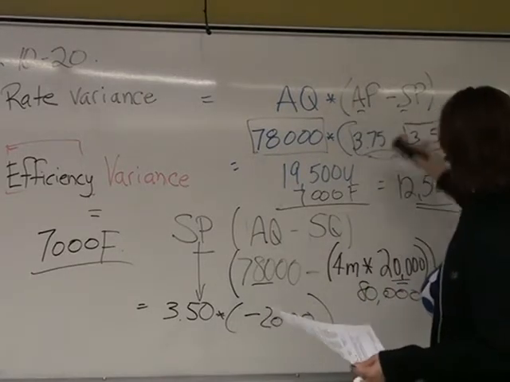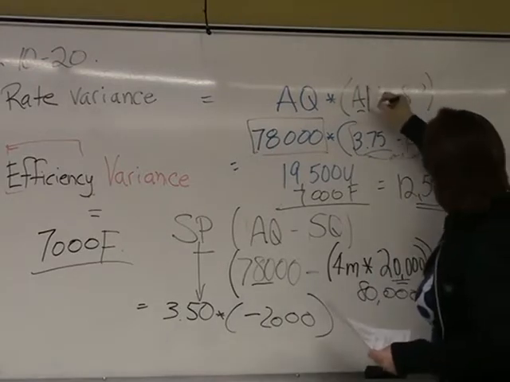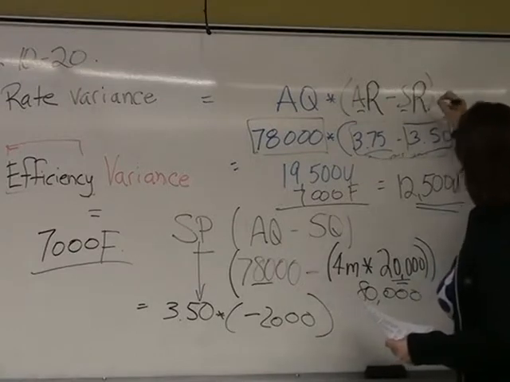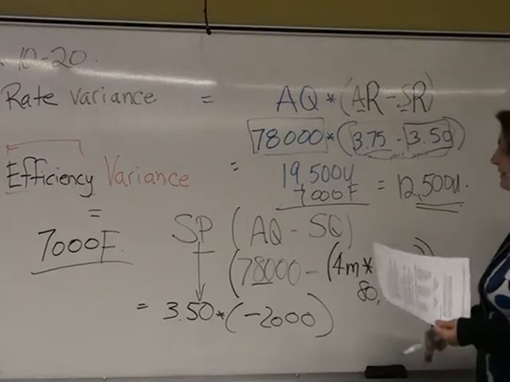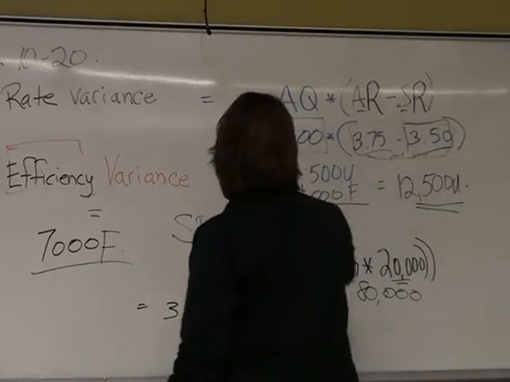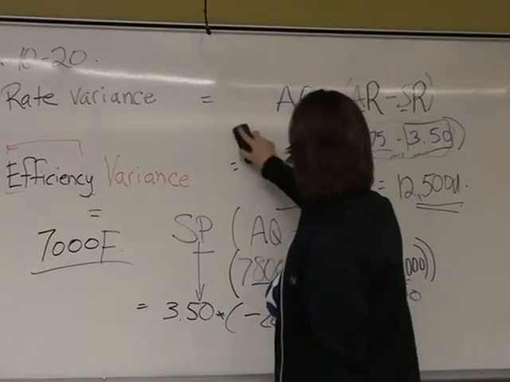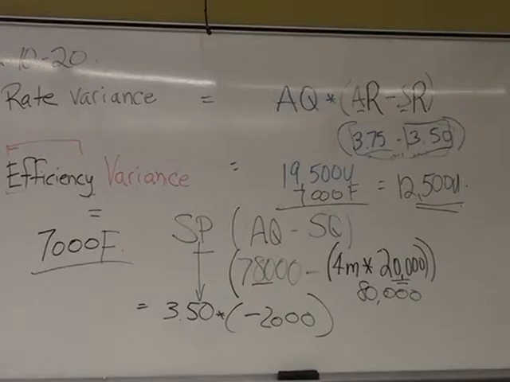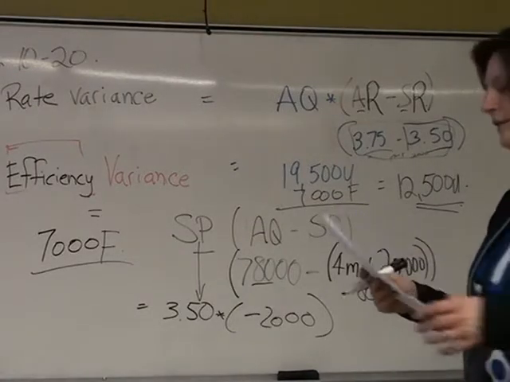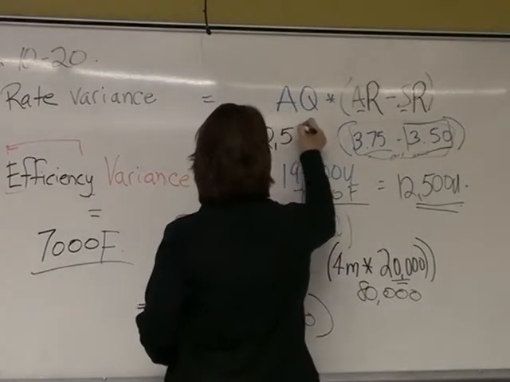So again here, instead of price, we're talking about rate, right? Other than that, the formulas are identical. Actual quantity times the actual rate minus the standard rate. So what is the actual quantity for direct labor? 32,500, correct. 32,500 direct labor hours.